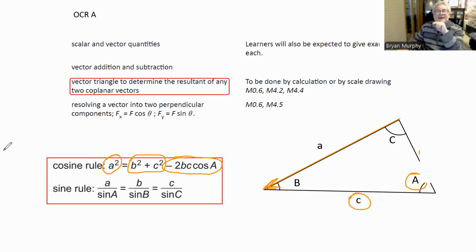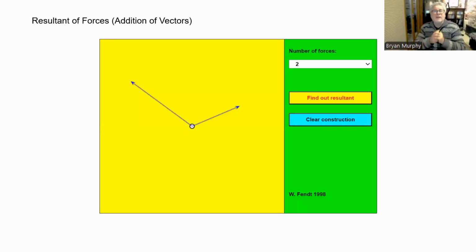And what the exam board say, the examiners say, the higher achieving candidates use the cosine rule. But there are hardly any questions there where you can apply that. But it's there if you want to. Right, let's have a look. So what we're going to do is this. We are going to add two vectors.